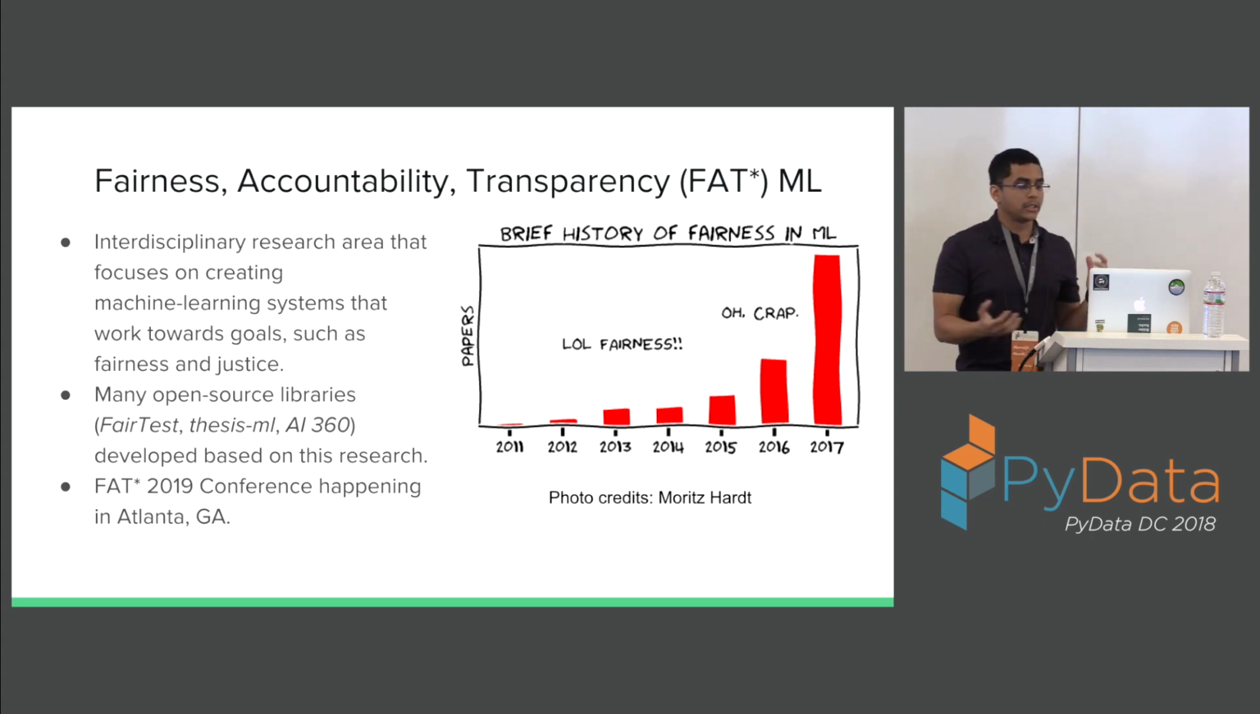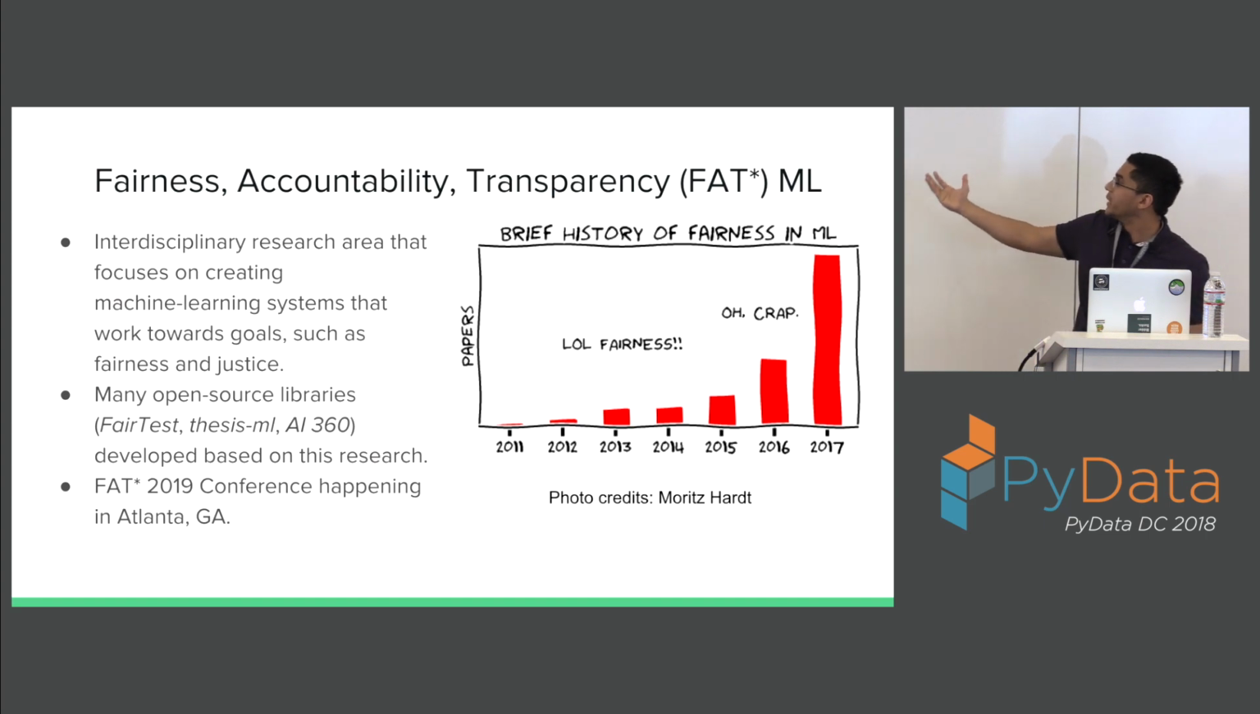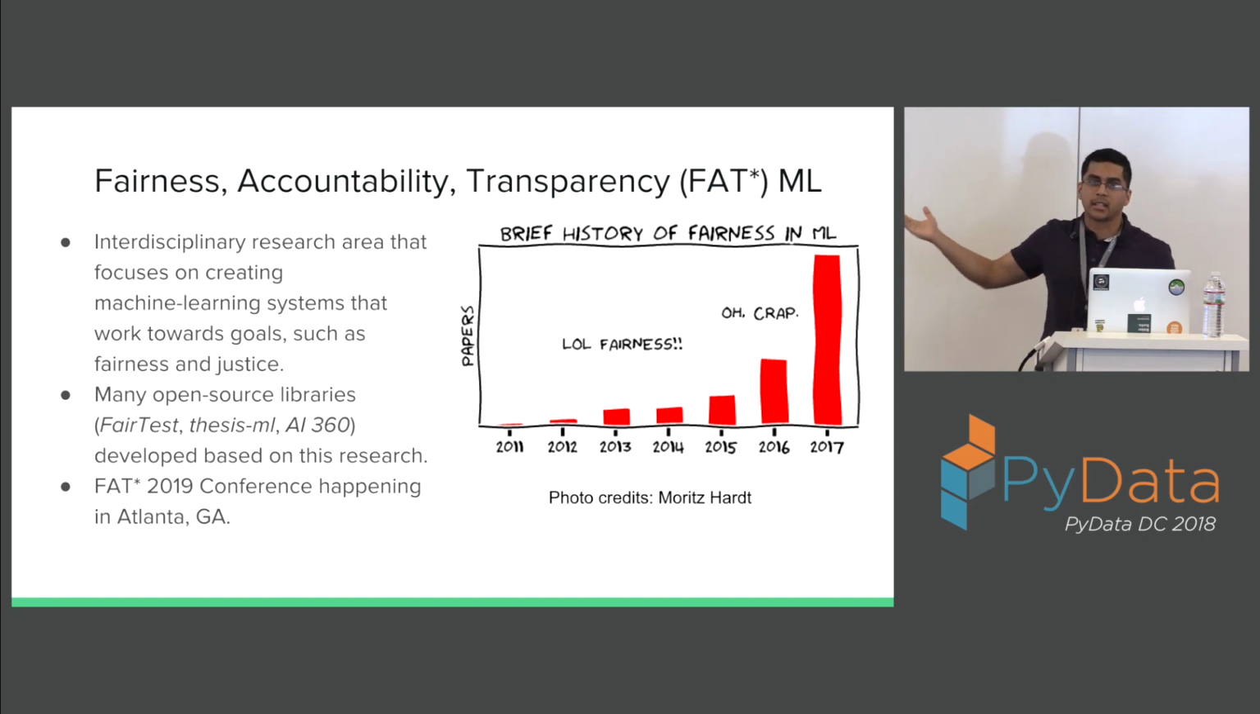But now we want to create machine learning systems that can work towards more abstract goals, such as fairness and justice. And as a result, there's been lots of research in this field. There are lots of papers on this. It was actually the keynote at the conference formerly known as NIPS last year. And it's become really popular.